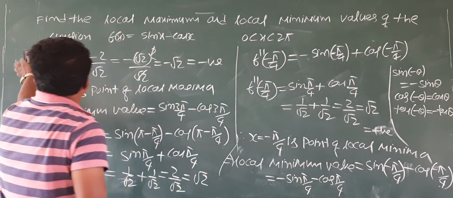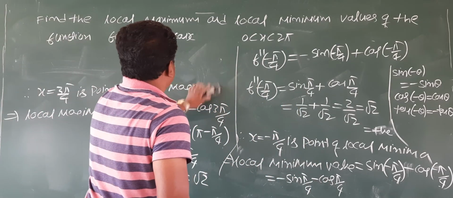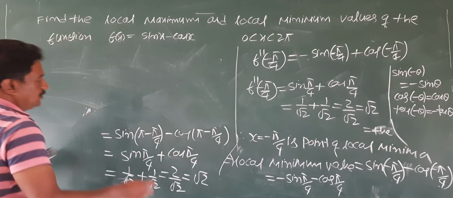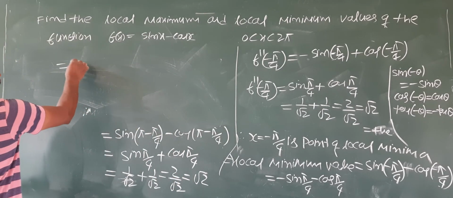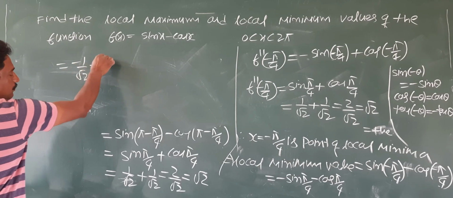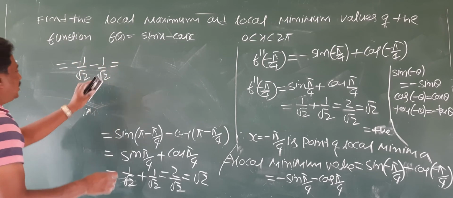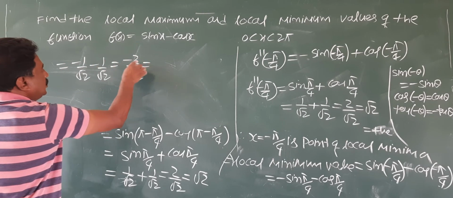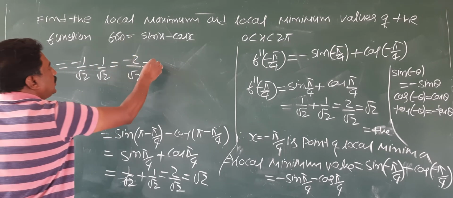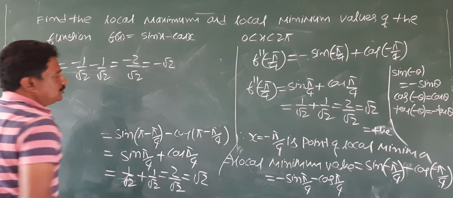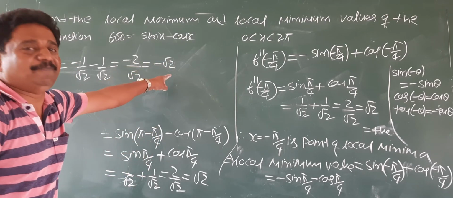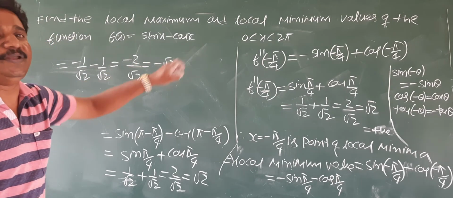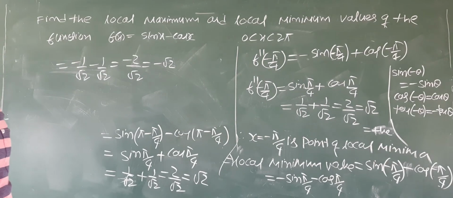Calculate that. So it is equal to minus 1 by root 2 minus 1 by root 2. Same denominators, add the numerators. Minus 2 by root 2. You write 2 as root 2 whole square. So minus root 2. So how much is the local minimum value, students? Minus root 2. Local maximum value plus root 2. So I hope you understood, students.